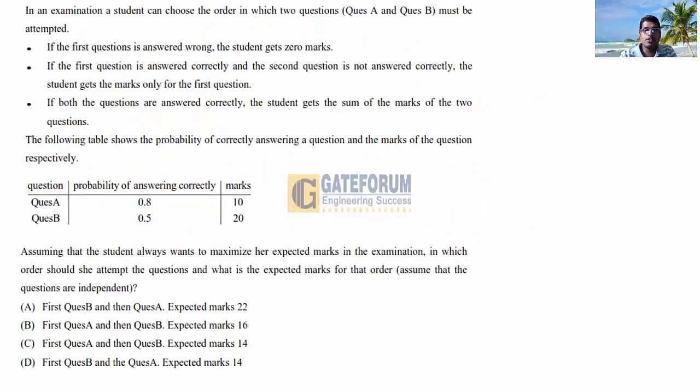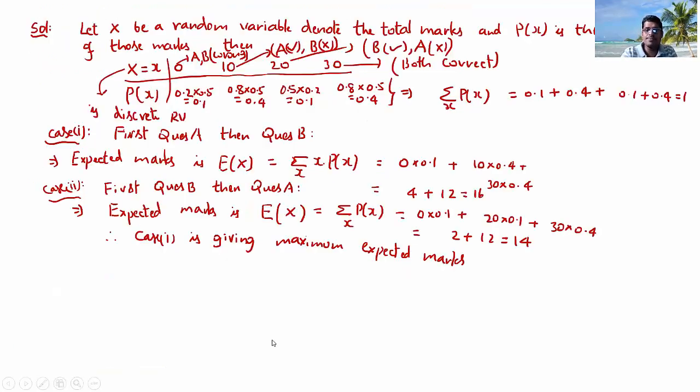Please remember the options. So option A is ruled out, option B is ruled out. First question A, then question B. Okay, that is, the answer is 16. So please check: first question A, then question B, expected marks is 16. So accordingly, the option is B.